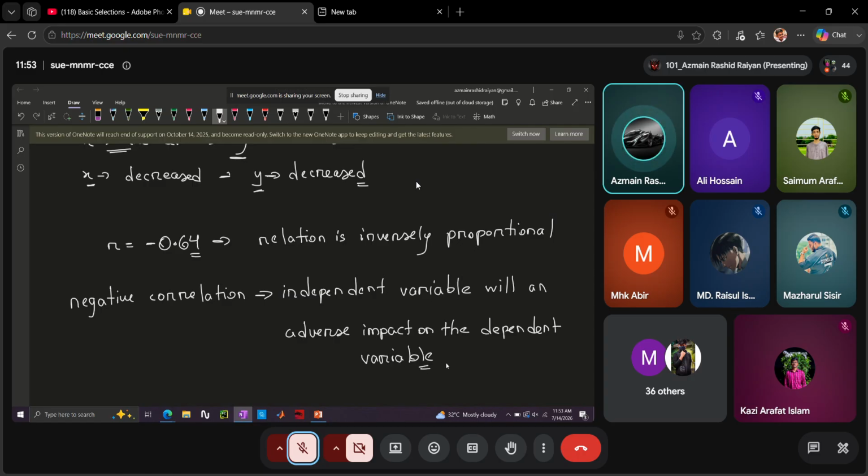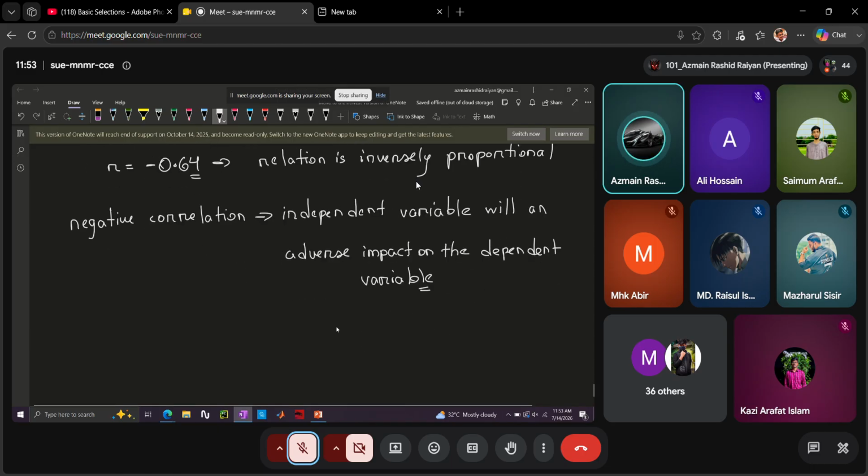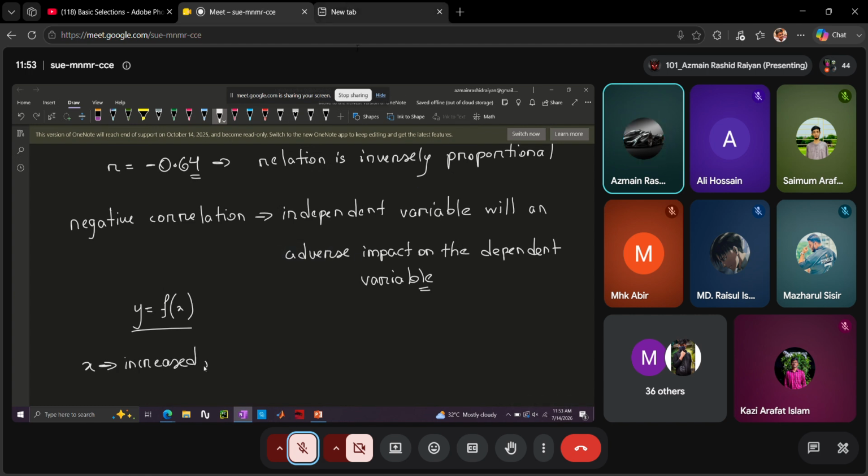So what does it mean by an adverse impact? Let's say I have another regression model, which is y is equal to f of x. Let's say my x value has been increased this time. So in that case, will my y value increase or decrease? If my correlation coefficient is negative, will the y value decrease or increase if I increase the x value?